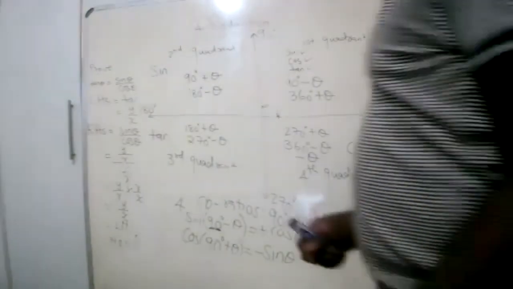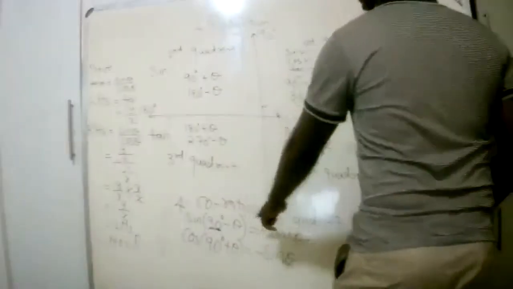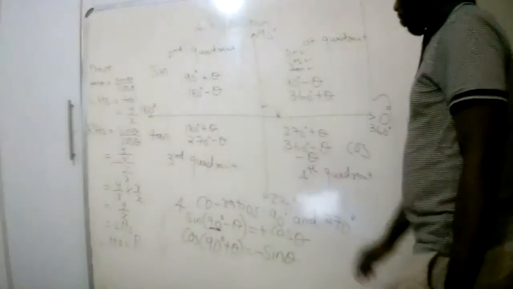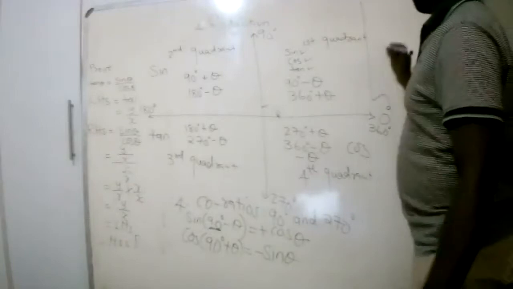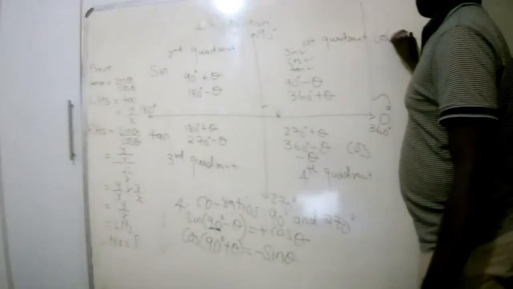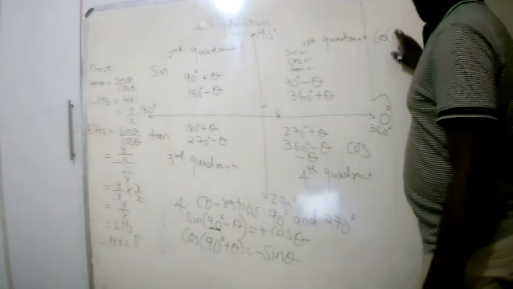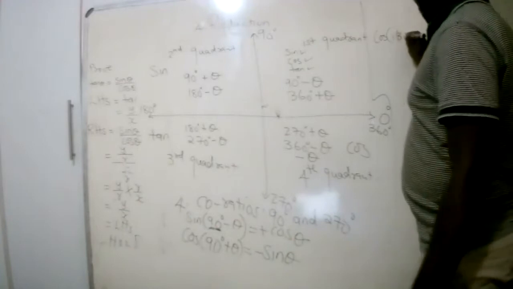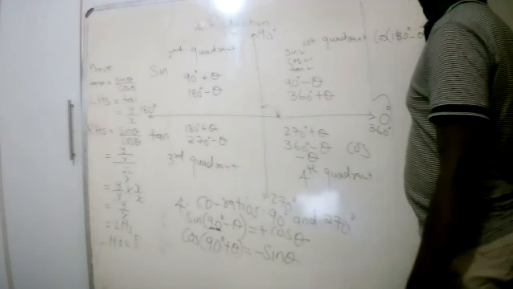All right, let me give you an example. Those are the correlations. We can do as many correlations as possible, but I think two are enough. Let me just go on this one. I just want to find out if you are following. Let's say we have cos of 180 degrees minus theta.